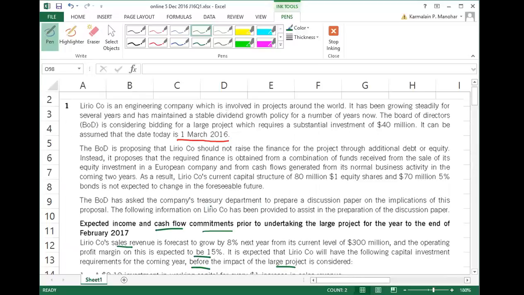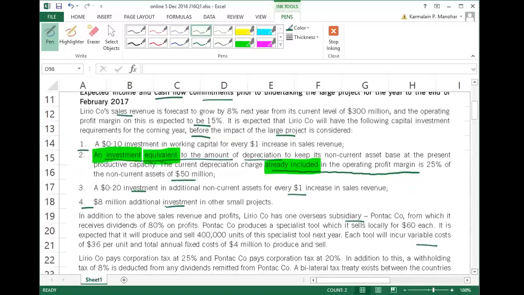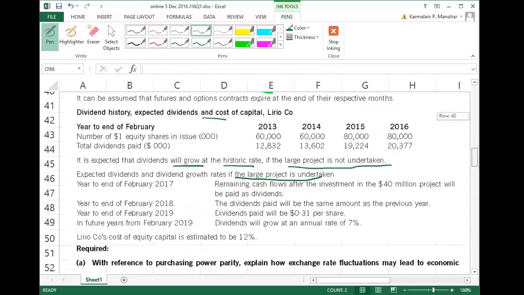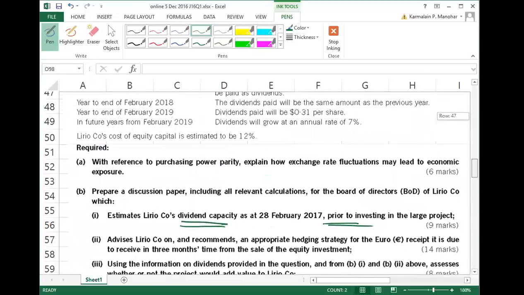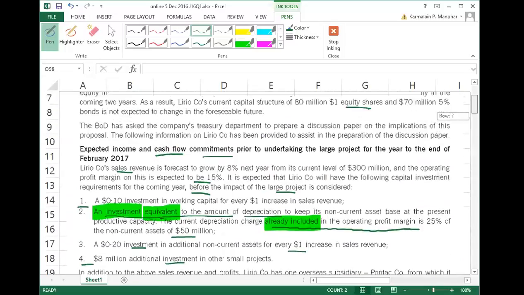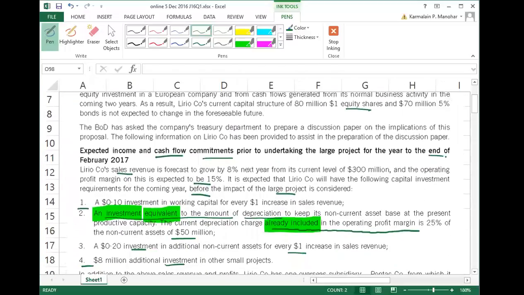Prepare discussion paper, following information to assist in preparation of discussion paper. We have the capital structure, so many equity, so many shares, and we are stuck with this requirement asking us again, B part 1, estimate the company's dividend capacity, February 2017. So this is the stuff that's ending us on February 2017, and again, prior. So while this is what we're looking for, come on, dividend capacity, page 51 and page 137.